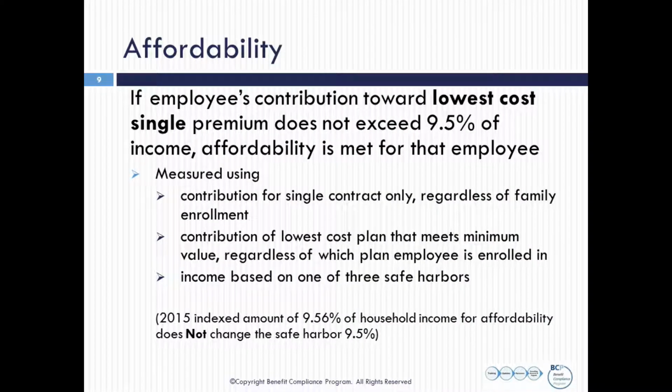Now let's look at affordability. Again, this is measured per employee. So if the employee's contribution toward the lowest cost single premium does not exceed 9.5% of their income, the affordability is met for that employee. So you are going to measure this always using the contribution for the single contract only, regardless of what that employee is enrolled in. They could be enrolled in a family contract. You're still going to look at only the single contribution.